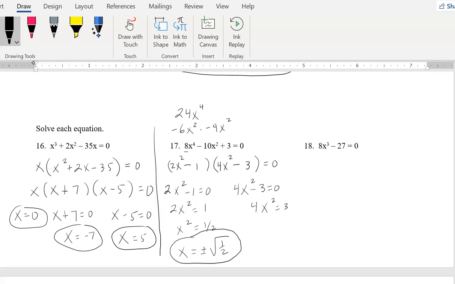All right, and so here we have solving for x.